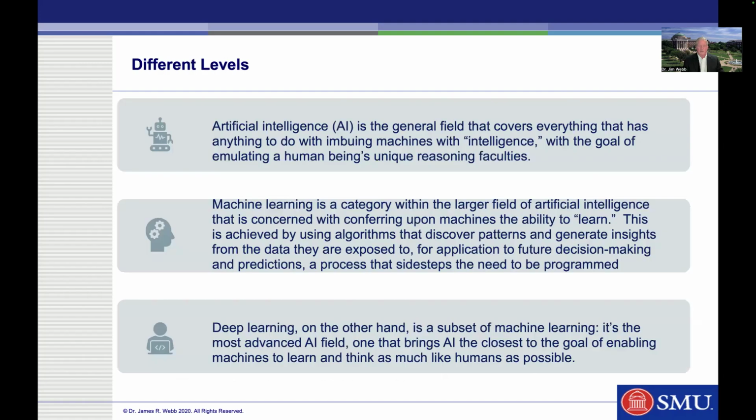So here are the different levels. Artificial intelligence is the general overall goal of being able to emulate a human being's reasoning faculties. Machine learning is within the field of artificial intelligence, and it confers on the machine the ability to learn. They do this by using algorithms, and these algorithms discover different patterns and generate insights from the data they're exposed to. It can also be predictive as well. Deep learning is a subset of machine learning, and this is the most advanced AI field thus far. This is how we can get artificial intelligence to think a lot more like a human.